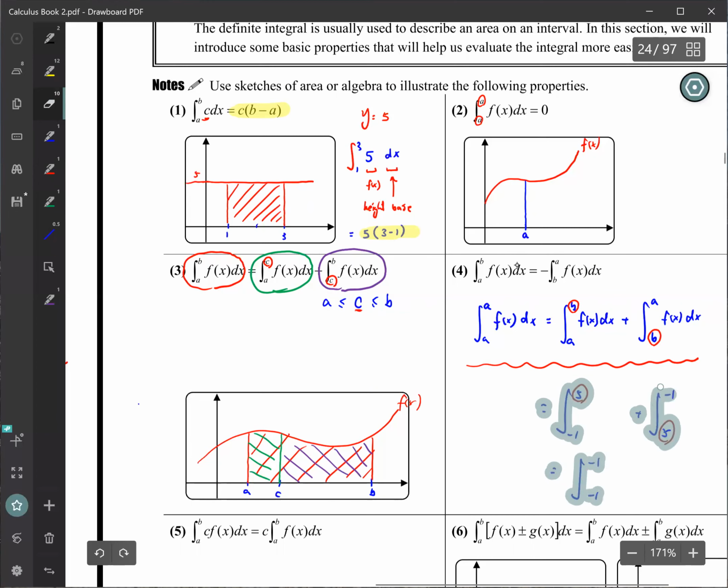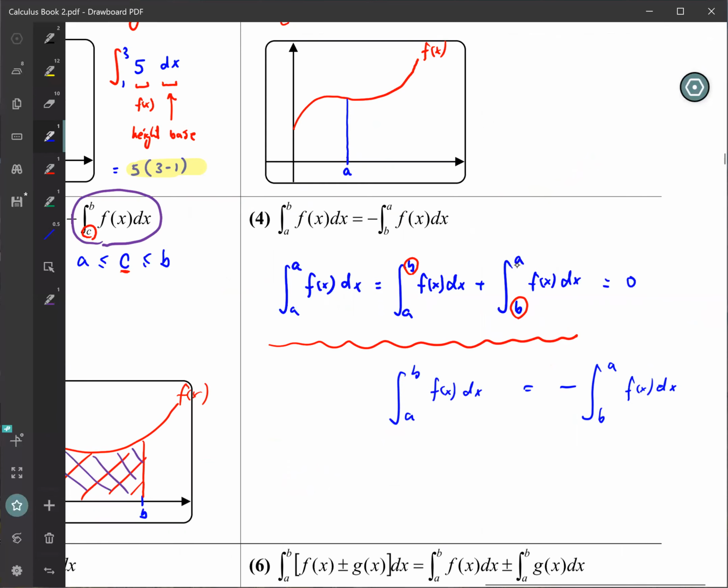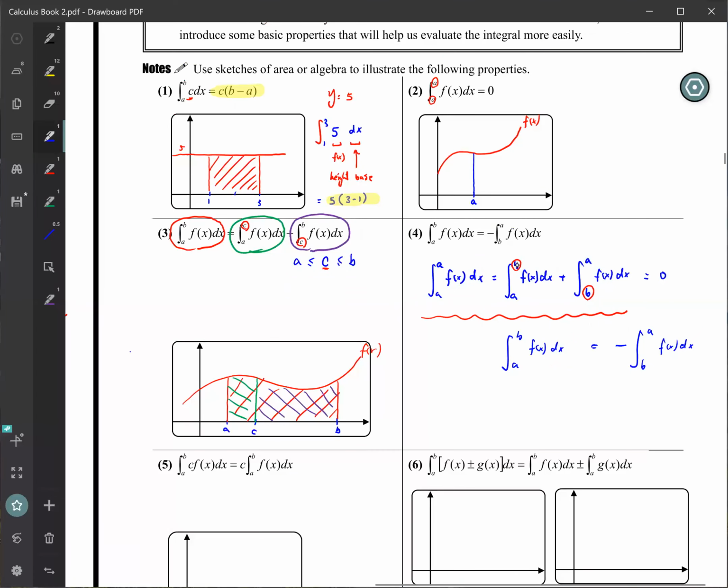Because they add up together to equal A to A, it has to equal 0 because there's no change in the boundary. So in order for them to add up to 0, these two must be negative of each other, equal to negative of B to A. Otherwise, they cannot add up to 0. So that's just to show you why when you flip the boundaries of the interval, you need to add a negative sign.